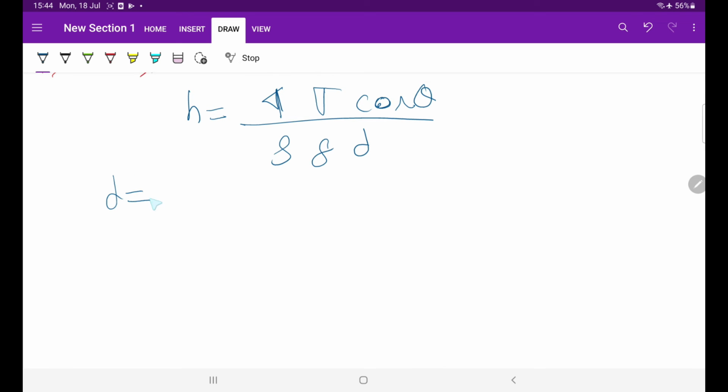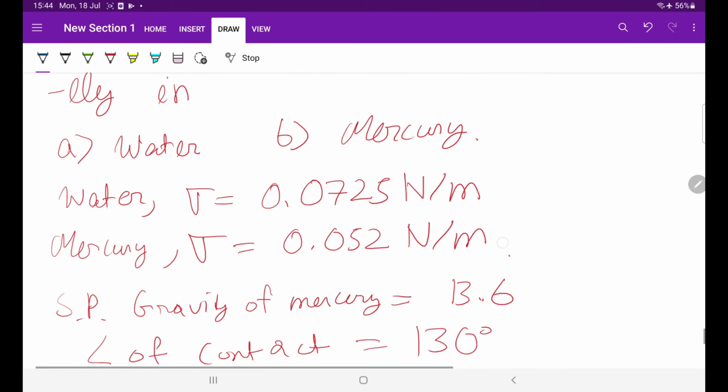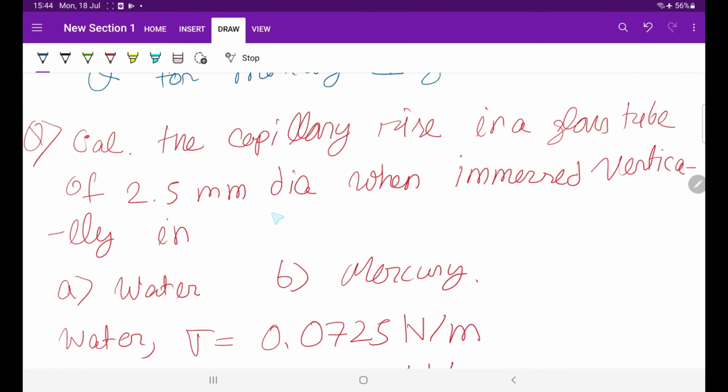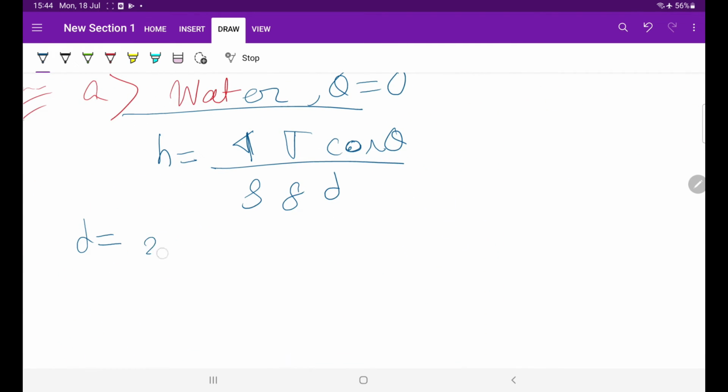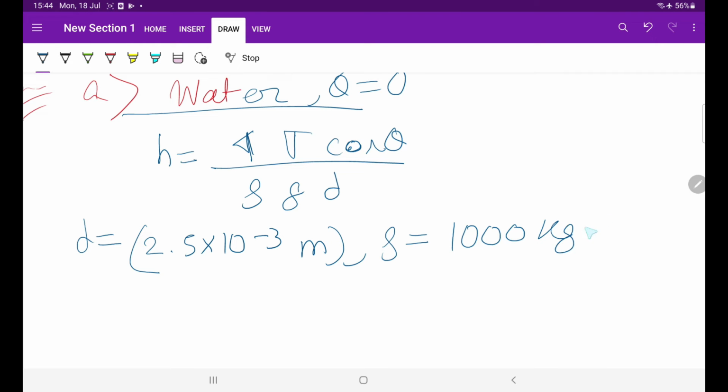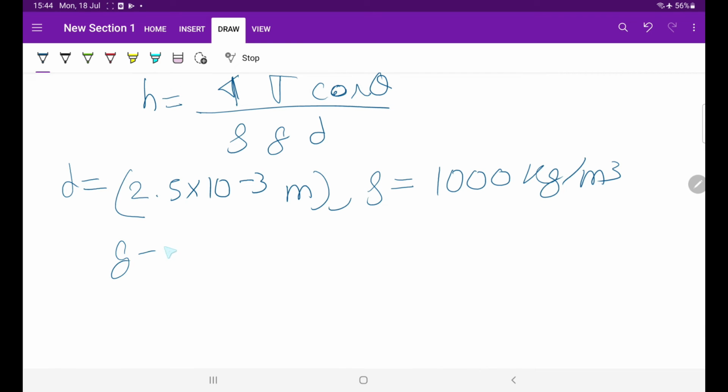Now let's see what is given. D is obviously given here. D will be the same for both, 2.5 mm diameter, right? So directly convert it into meters: 2.5 into 10 to the power minus 3 meter, this is my D, and rho is 1000 kg per meter cube for water. We know that. g is 9.81.